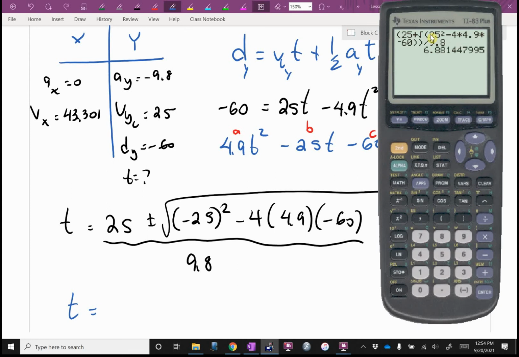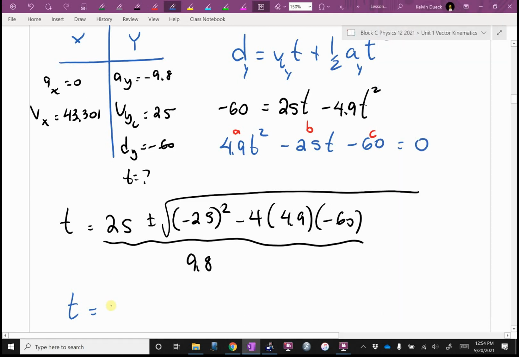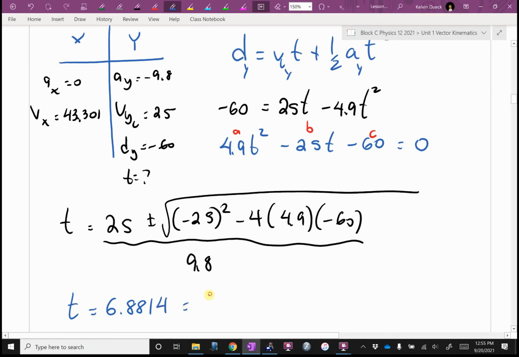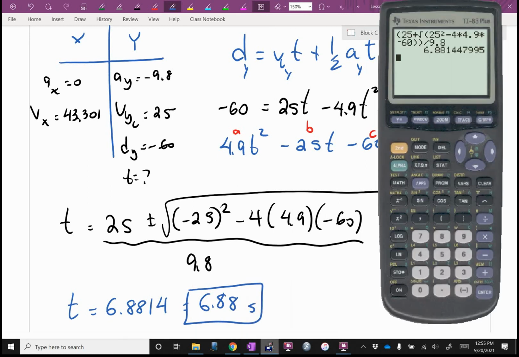And I get 6.881447995, blah, blah, blah. Is that right? Okay. I'm going to carry some extra sig figs, 6.8814, and now I'll go to 3 sig figs in my final answer. You also got a negative root. What was the negative root? Negative 1 point something something?